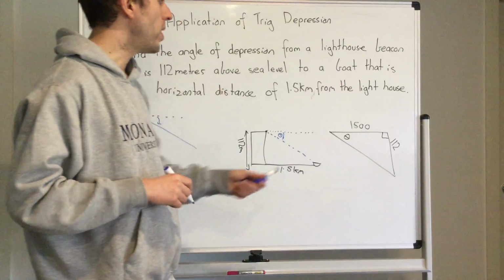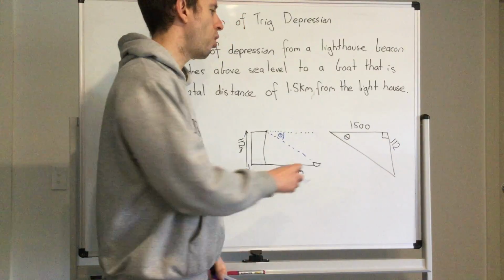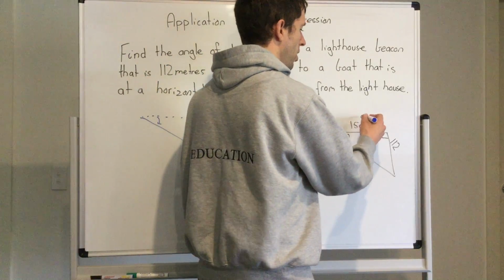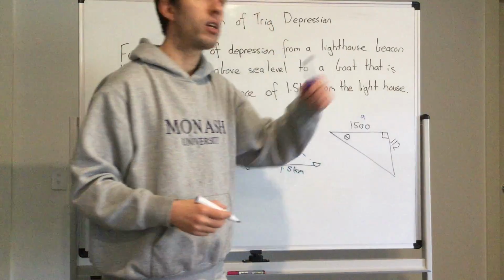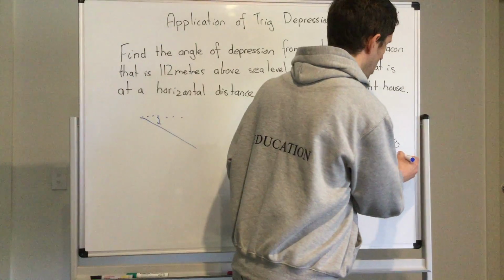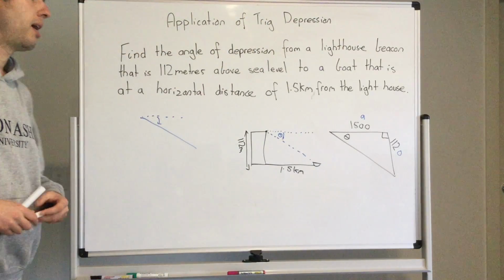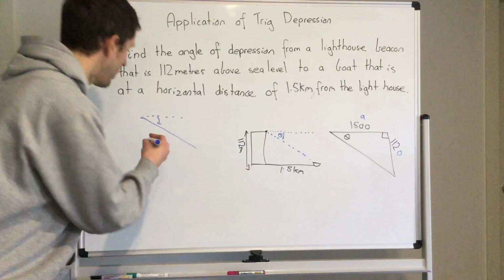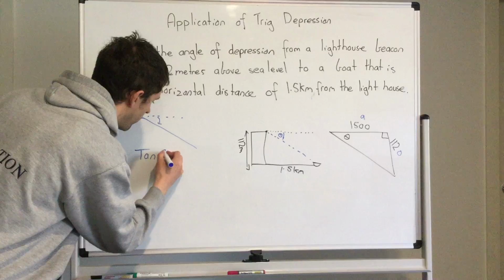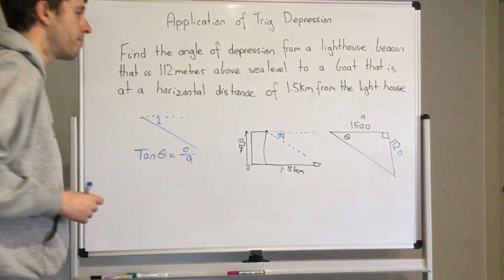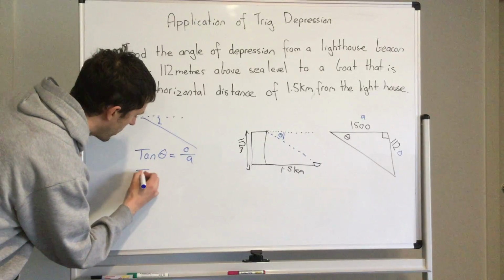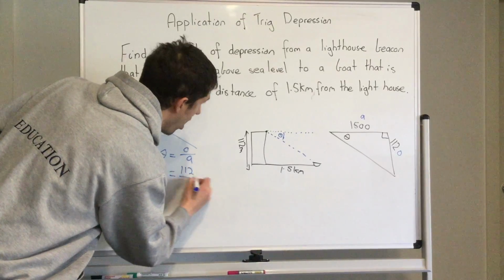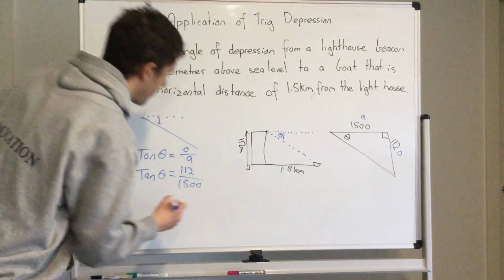So to start off, we need to think about what are these sides called? Well, the side next to the angle is called adjacent. The side opposite the angle is called, well, the opposite. So we have got the opposite and adjacent. That means we are using tan, because if we remember correctly, tan alpha equals opposite over adjacent. Let's fill the information we have in. Tan alpha equals opposite, which is 112, over 1,500.